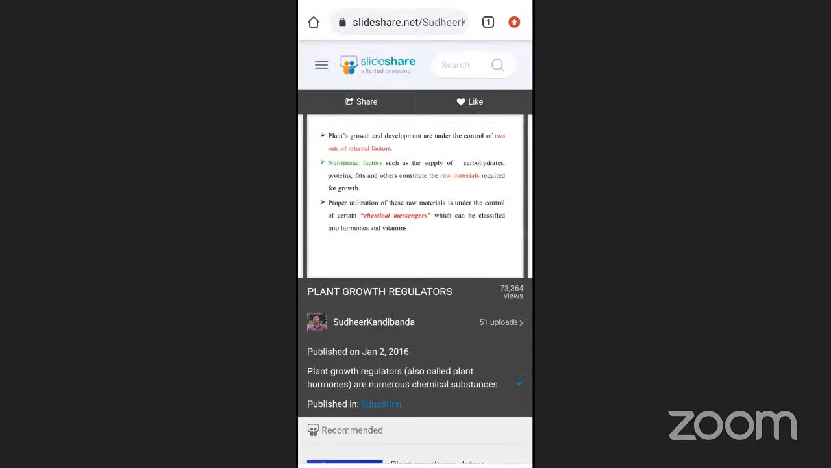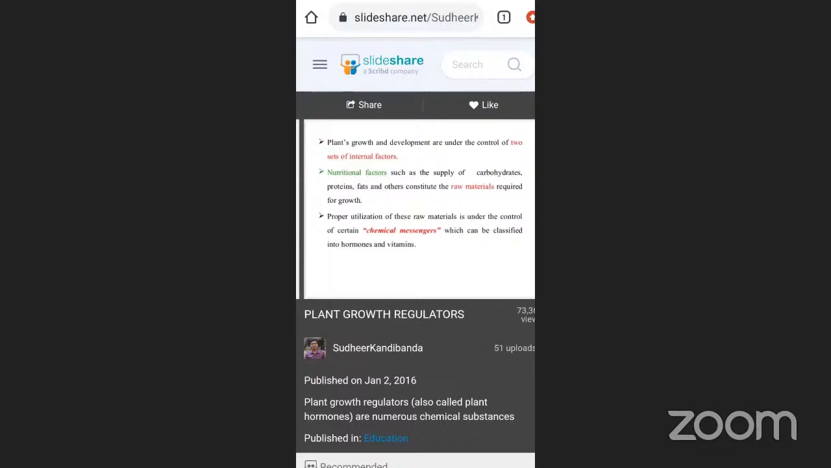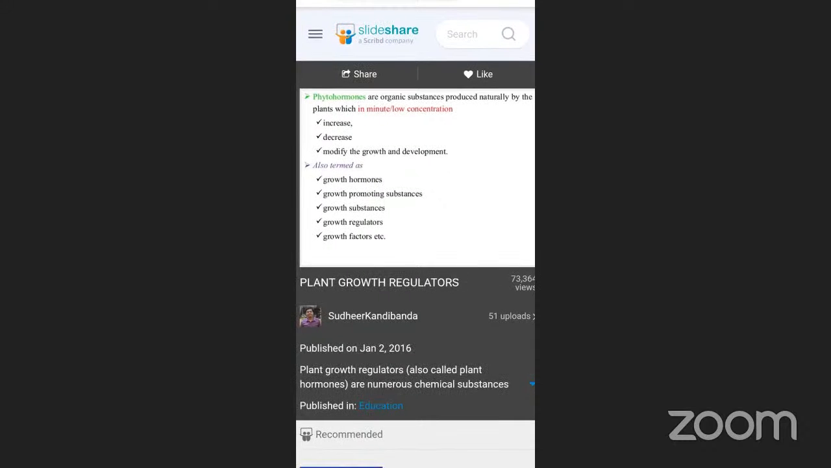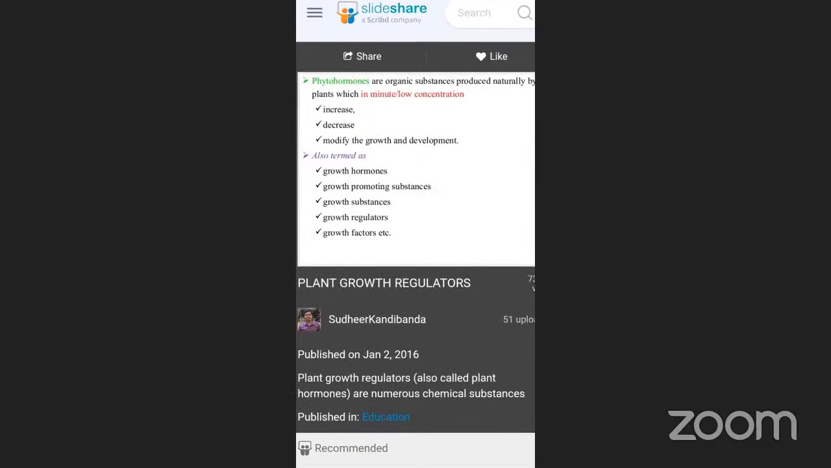Okay, so the plant's growth or development is under two sets of internal factors, that we know. That is the nutritional factor, and another one, and some raw material requirement, because some nutrition is also essential for the development of the plant. So these plant hormones are involved in the increase in size. So they are called growth hormones, growth substances, growth regulators, and growth factors also.